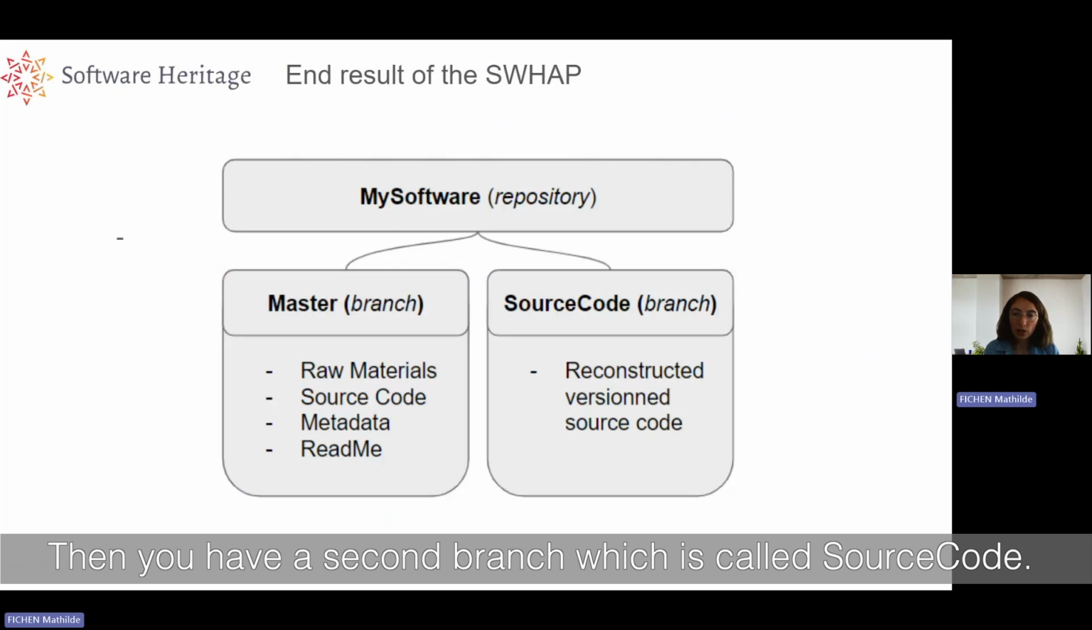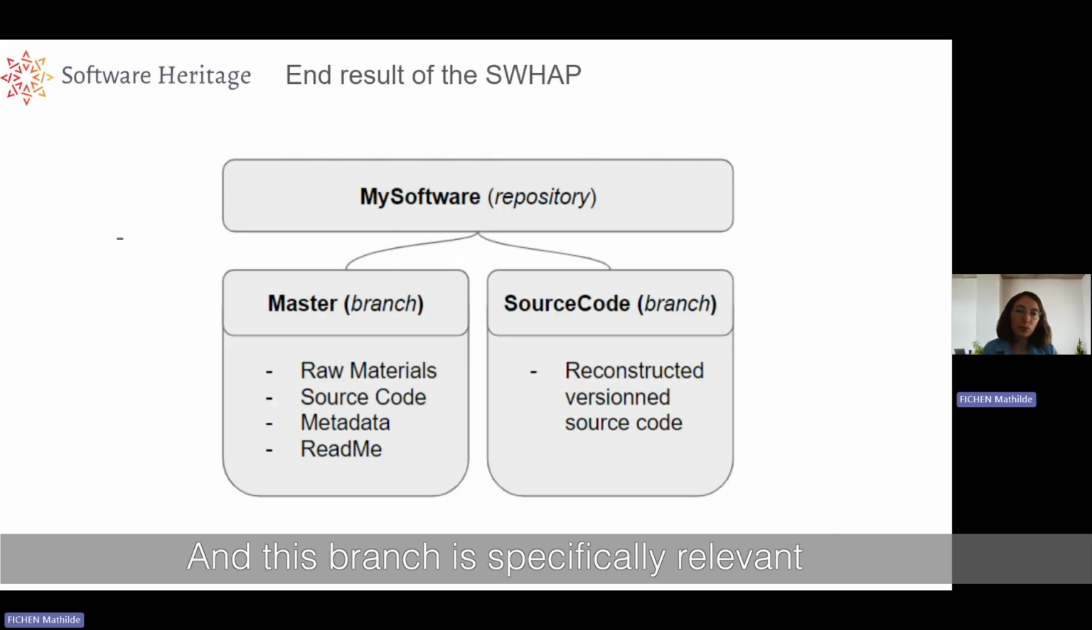Then you have a second branch, which is called Source Code. And this branch is specifically relevant if your source code has several versions. So imagine you have 10 different versions. Maybe you don't want a future viewer to browse through every single one, but it's still interesting to understand the development history of the software.